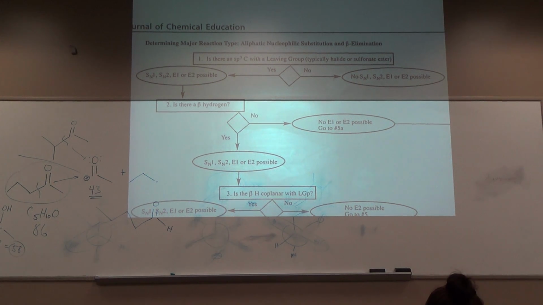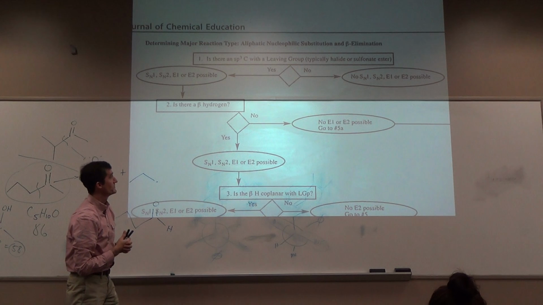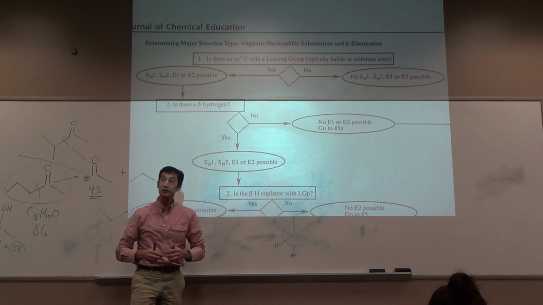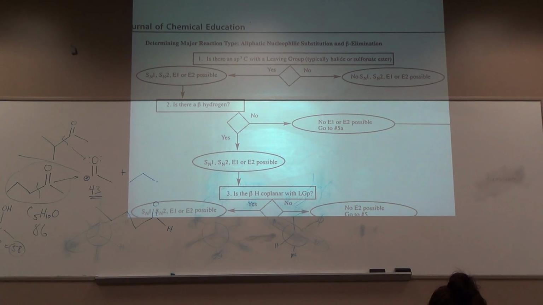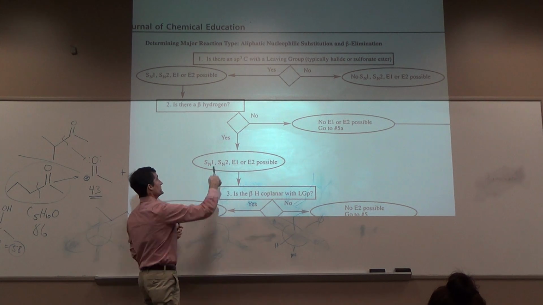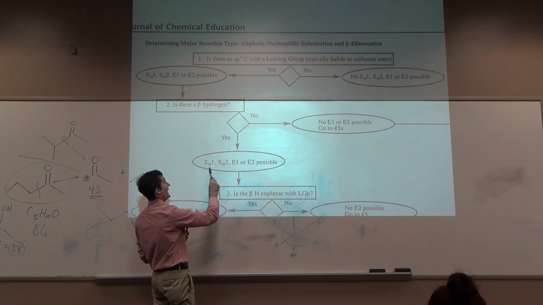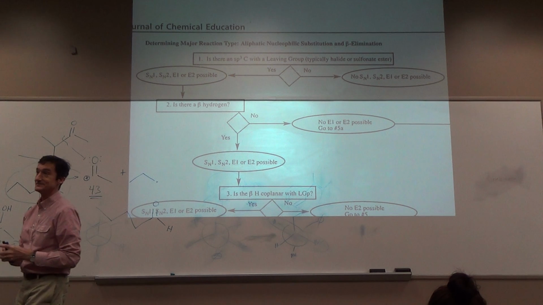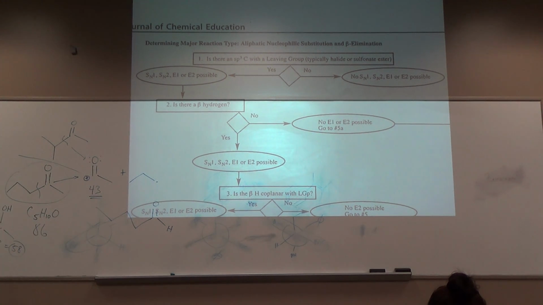Okay, next question you can ask, is there a beta hydrogen? Because if there's no beta hydrogen, guess what? You ain't doing elimination. So we already know that, right? And if you ain't doing elimination, it skips you down to 5A. Well, if there is a beta hydrogen, they're all still possible, because just because a compound has a beta hydrogen doesn't mean you're going to do elimination. You still do substitution.